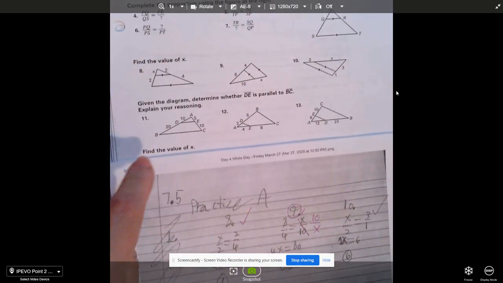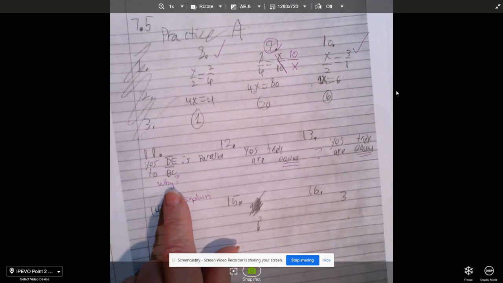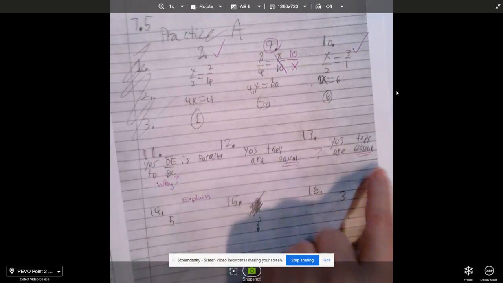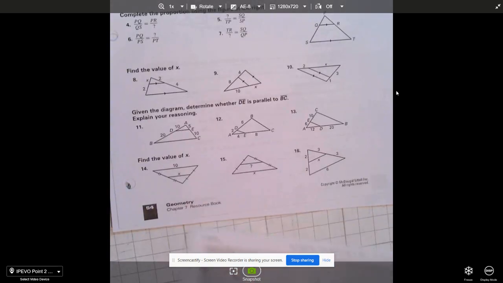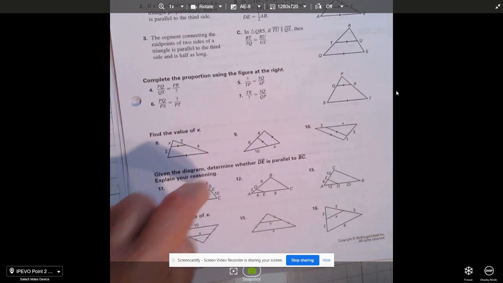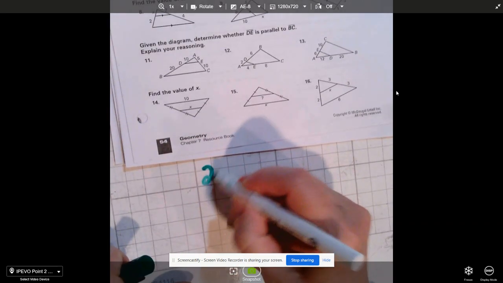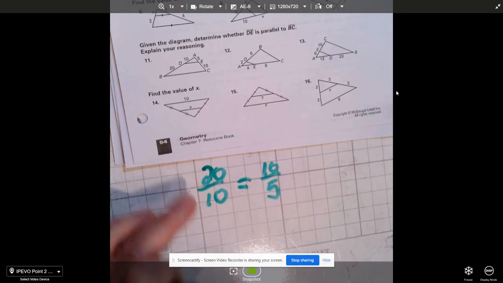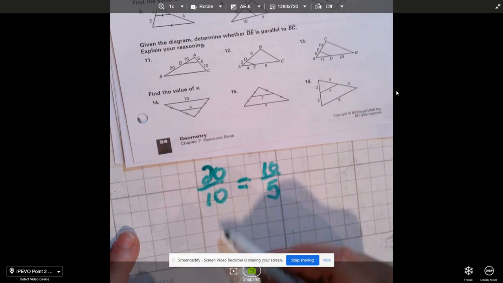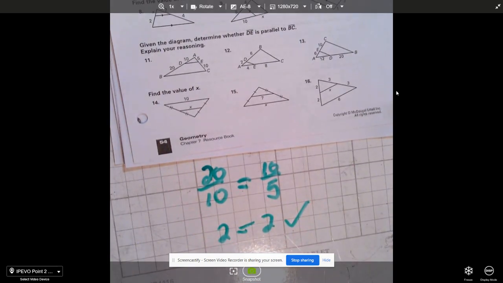And then here on number 11, 12, and 13, again, you told me they were parallel, but you didn't tell me why. And then here you said they were equal, which is really not what they're asking you at all. So this is just like I had showed you on the previous one, where they just want you to set up your ratios. 20 over 10 is 10 over 5. You can reduce each one of those. Well, 20 over 10 is 2. 10 over 5 is also 2. So that's why you know that those are parallel.